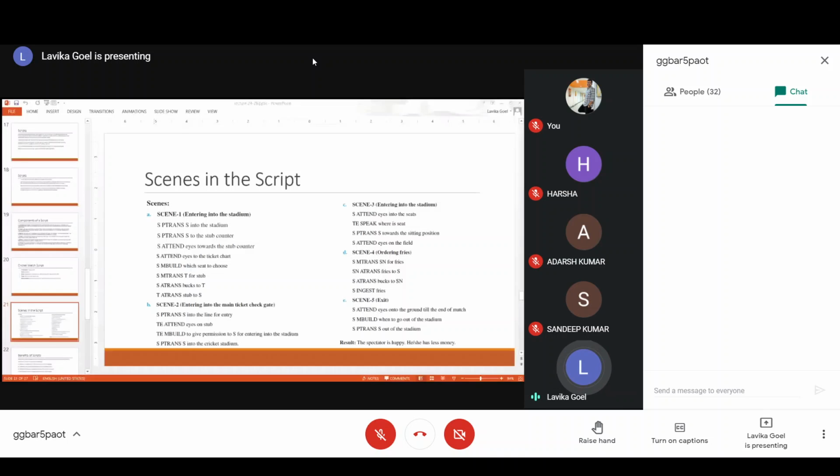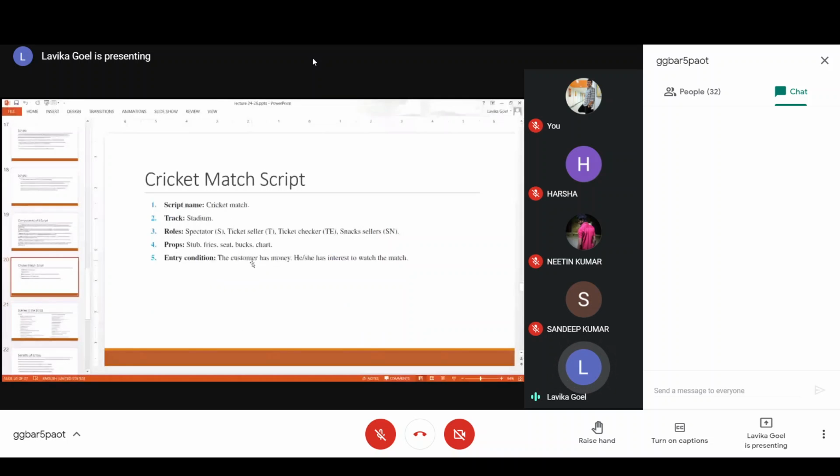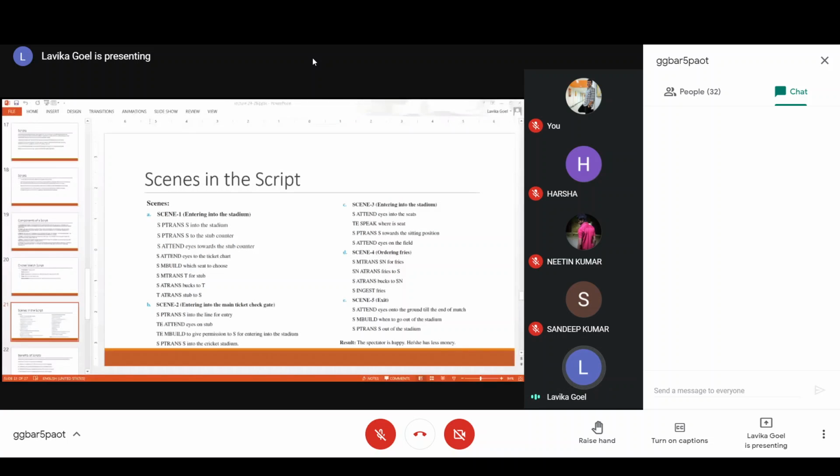We started with the entry condition as he has money and he has interest to watch the match, and the post condition was he is happy and he has got less money. So basically, we have got the script name, the track, the roles, the props, entry conditions and results, and finally we have the scenes. Okay, and basically the result comes in the end, but the most important thing in a script is the scene.